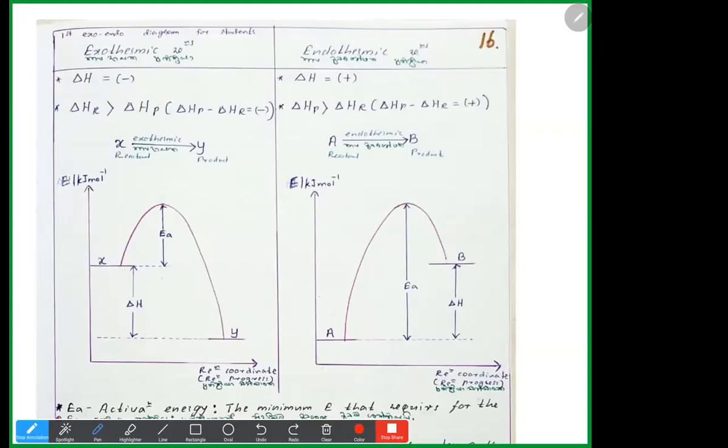Okay, so the other side, endothermic. See, here reactants and here products. Reactant level to product level, energy has increased. So they have absorbed energy. So that reaction is called endothermic reactions. So delta H is positive. In that, products have more energy than reactants.